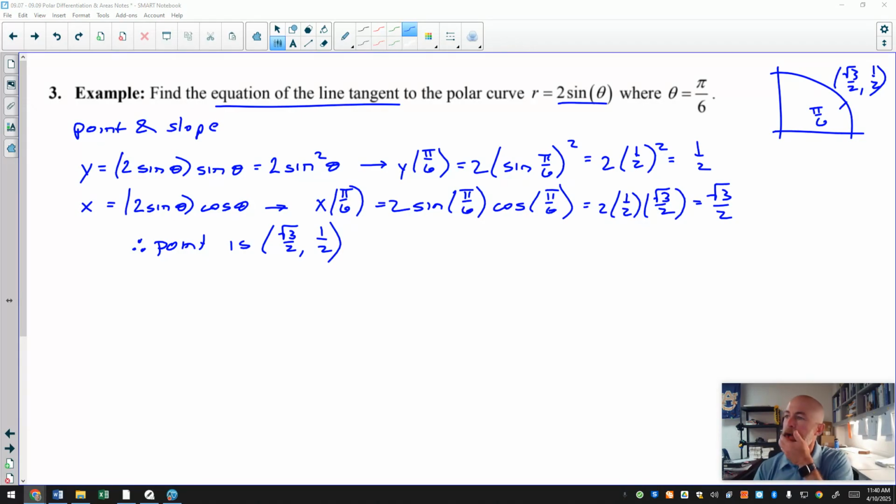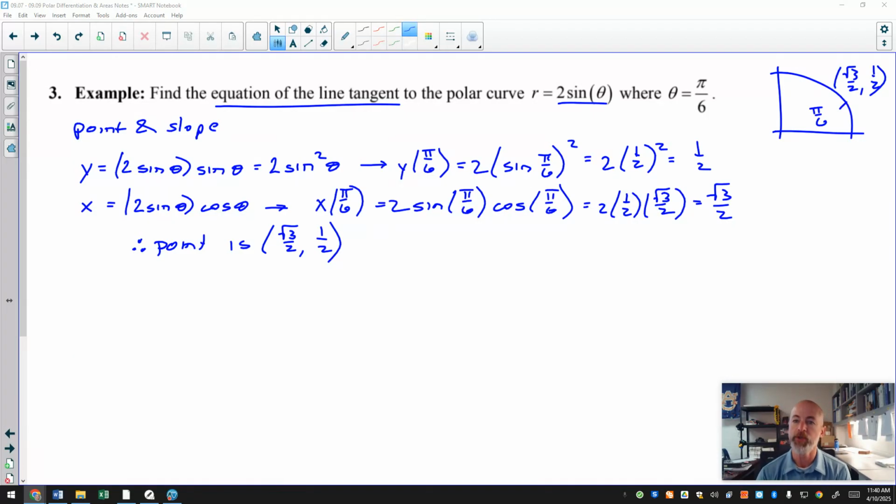Okay, bell's over. And it is sheer coincidence, I just noticed this, that the final ordered pair for my polar curve happens to be the same as the coordinates on the unit circle at pi over 6. That is coincidence. Please don't think that that's always going to be the case. You do need to actually go through your x equals r cosine theta and y equals r sine theta. So now we have the point.